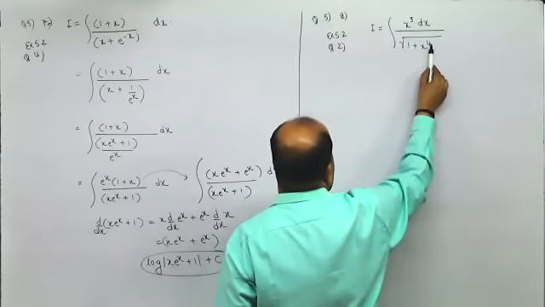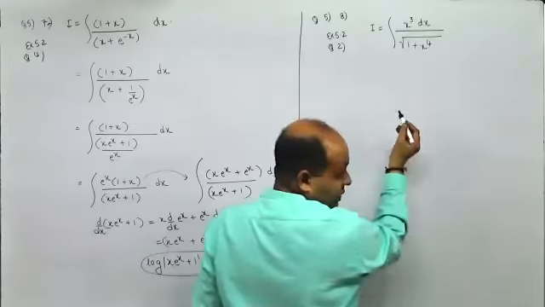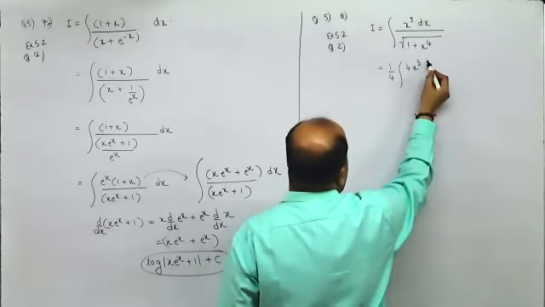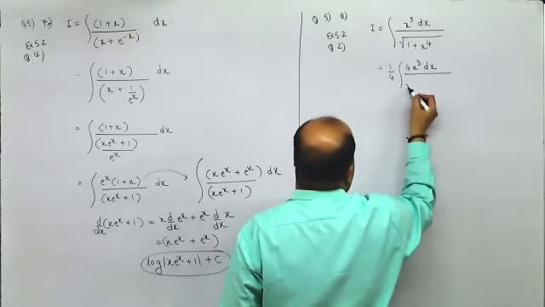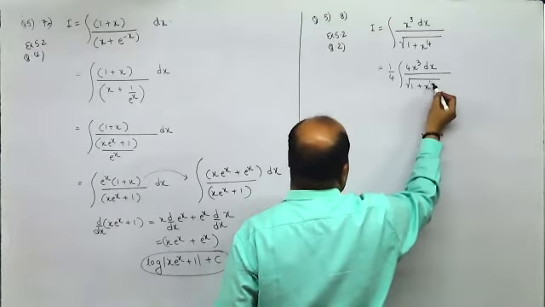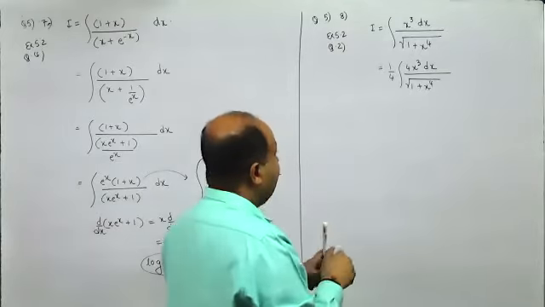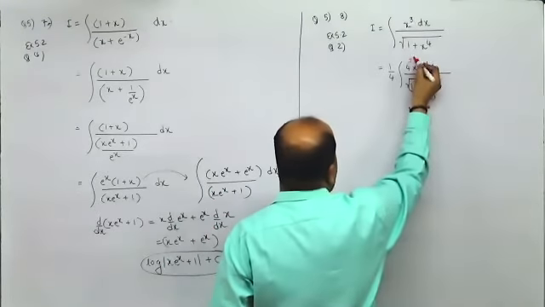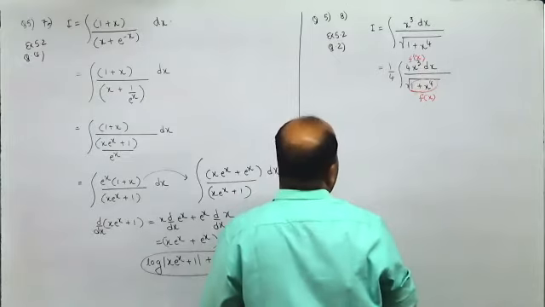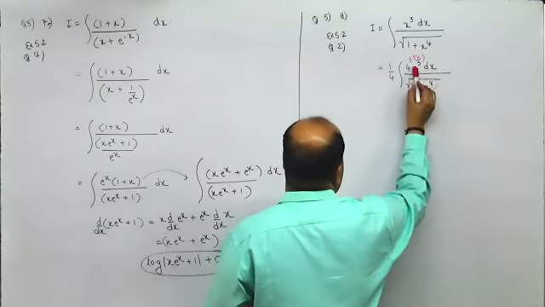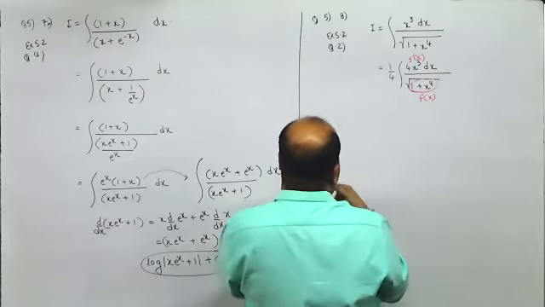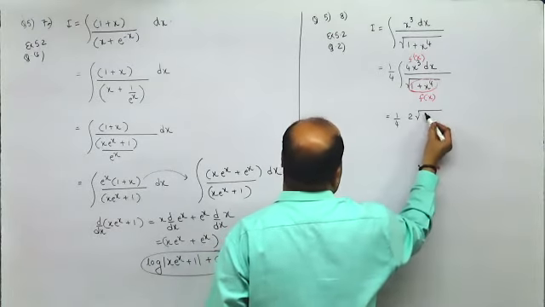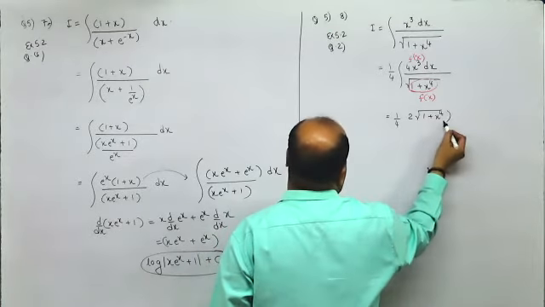1 plus x raised to 4. When you differentiate, you should get 4x cube. So multiply and divide with 4. You will get 4x cube dx divided by root of 1 plus x raised to 4. Now this is f of x and this is f dash x. So the derivative of this term is this, but there is a root here. So the answer would be 1 upon 4 into twice root 1 plus x raised to 4 plus c.